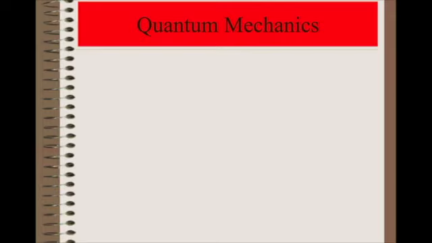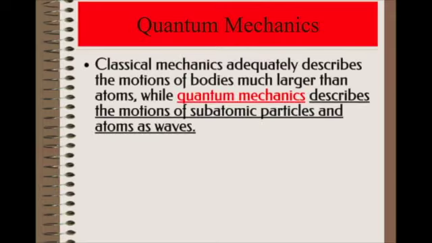So first off, in order to talk about that, we need to know the background of quantum mechanics and what that is. Don't forget, if it is underlined in red, you need to type it out, highlight it, and then write the definition for it. The word you need to highlight in this slide is quantum mechanics, and the definition you need to type out is: it describes the motions of subatomic particles and atoms as waves.